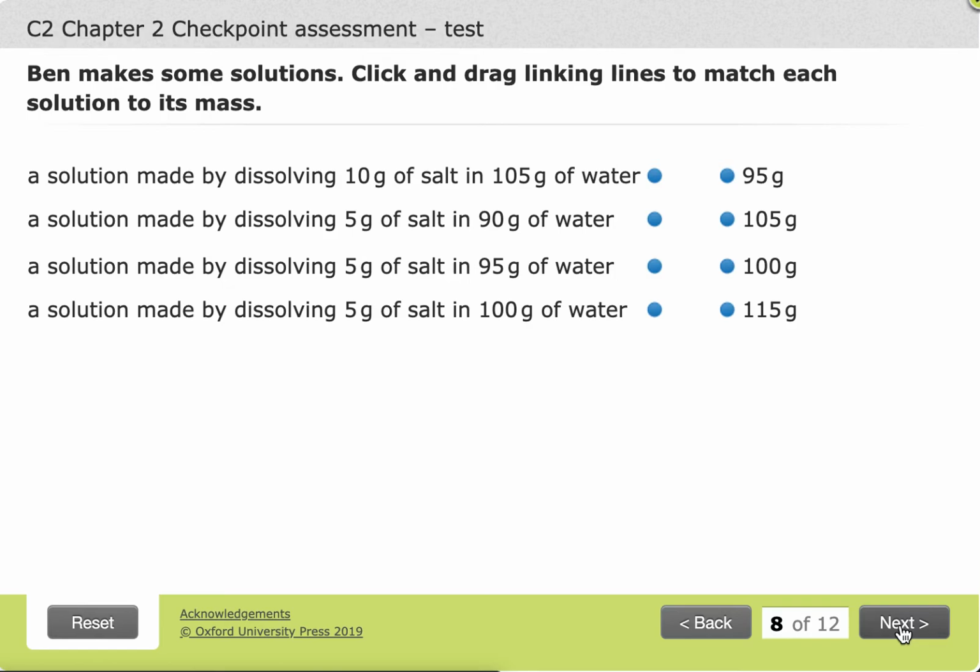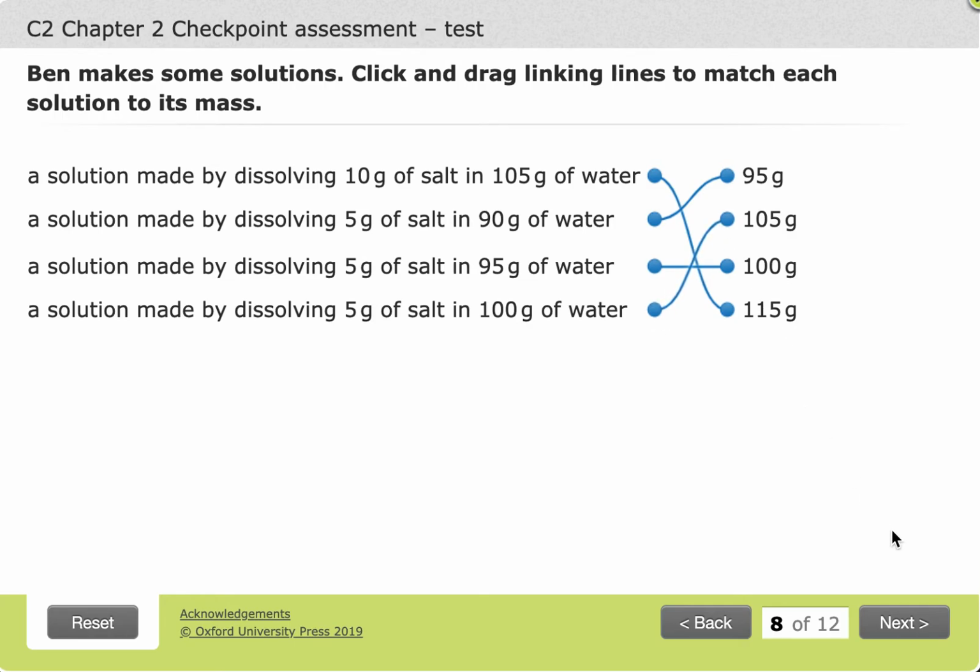Conservation of mass here, all this is a little bit of adding. We're going to make some solutions. We're going to dissolve, for example, 10 grams of salt in 105 grams of water. Well, if I've got 10 grams of salt and I've got 105 grams of water, I'm going to have 115 grams of solution because 105 plus 10 is 115. Similarly, 5 and 90, 95. 5 and 95, 100. And 5 and 100, 105.